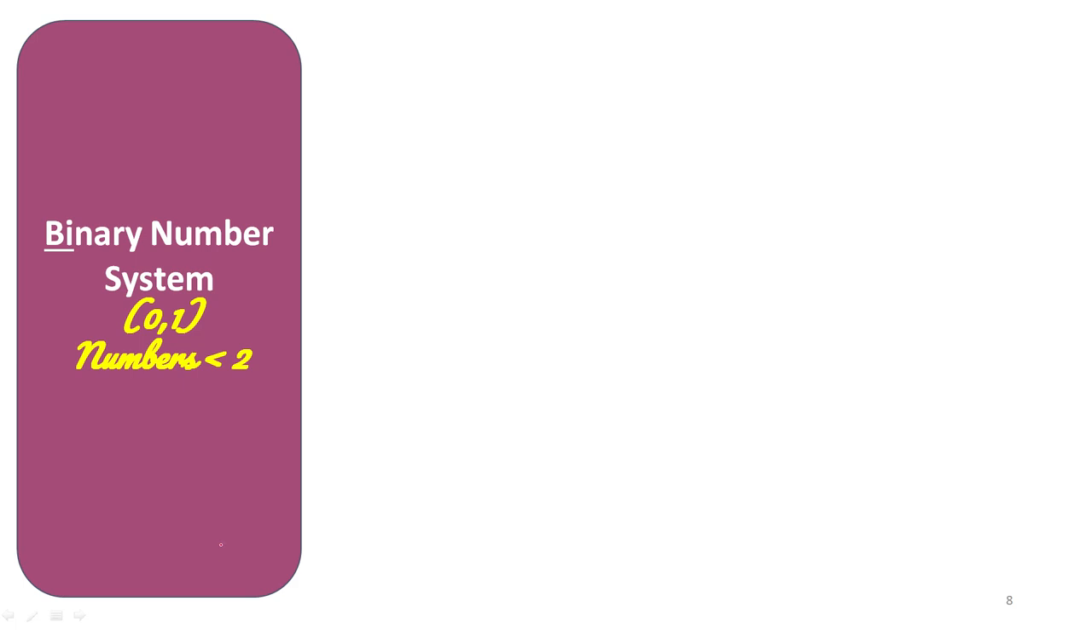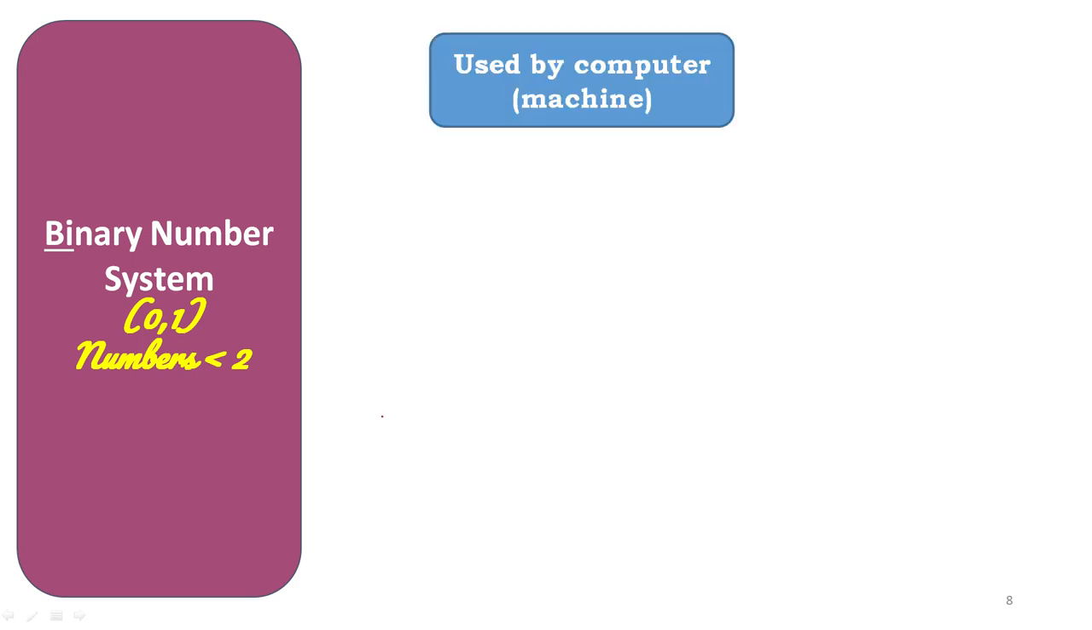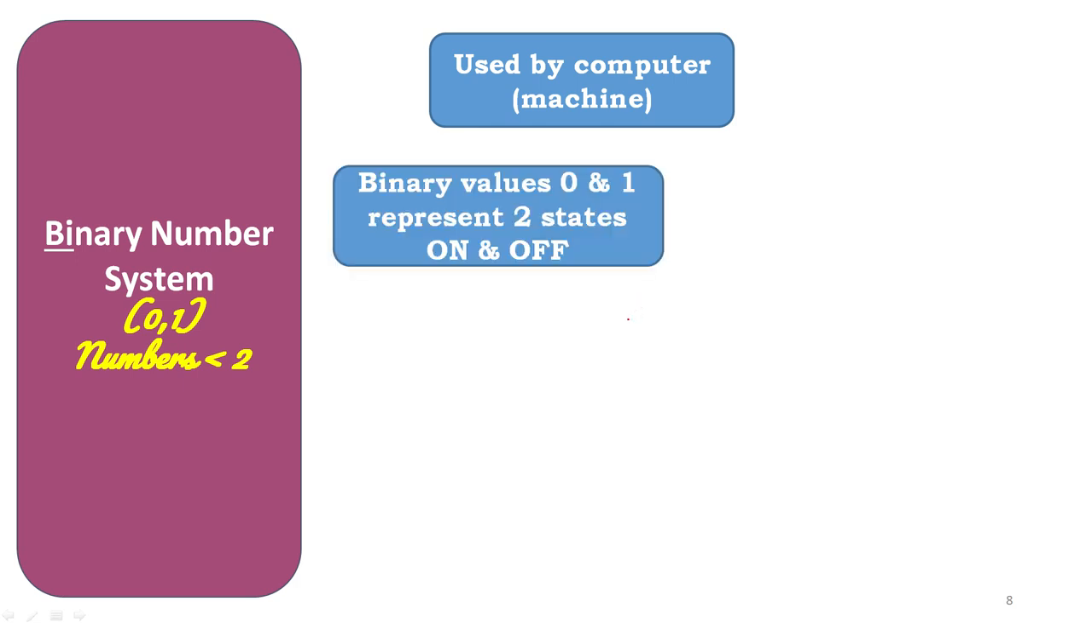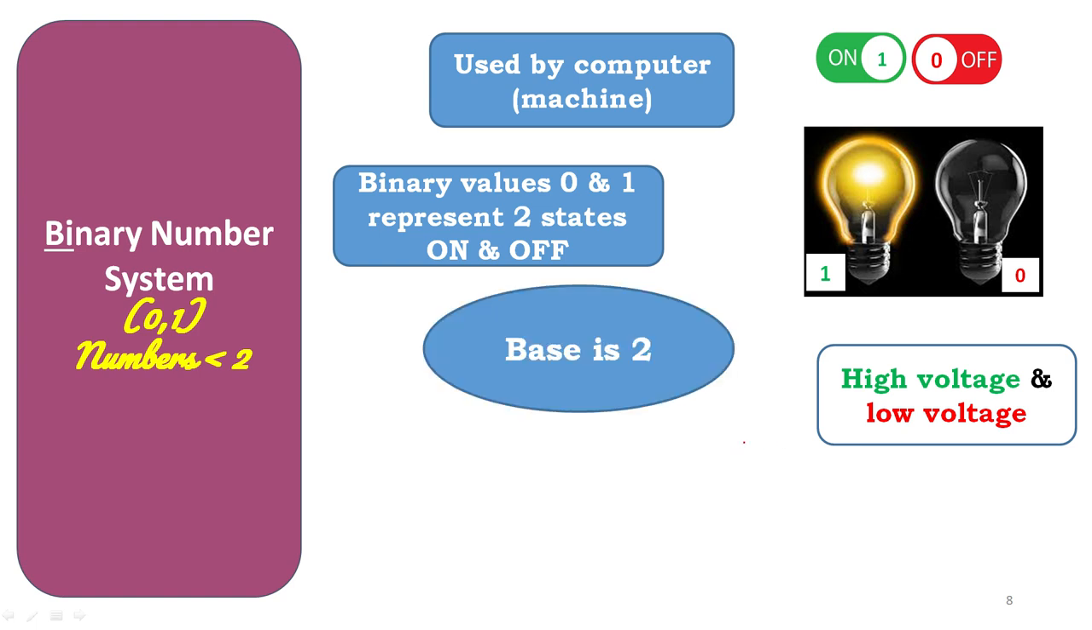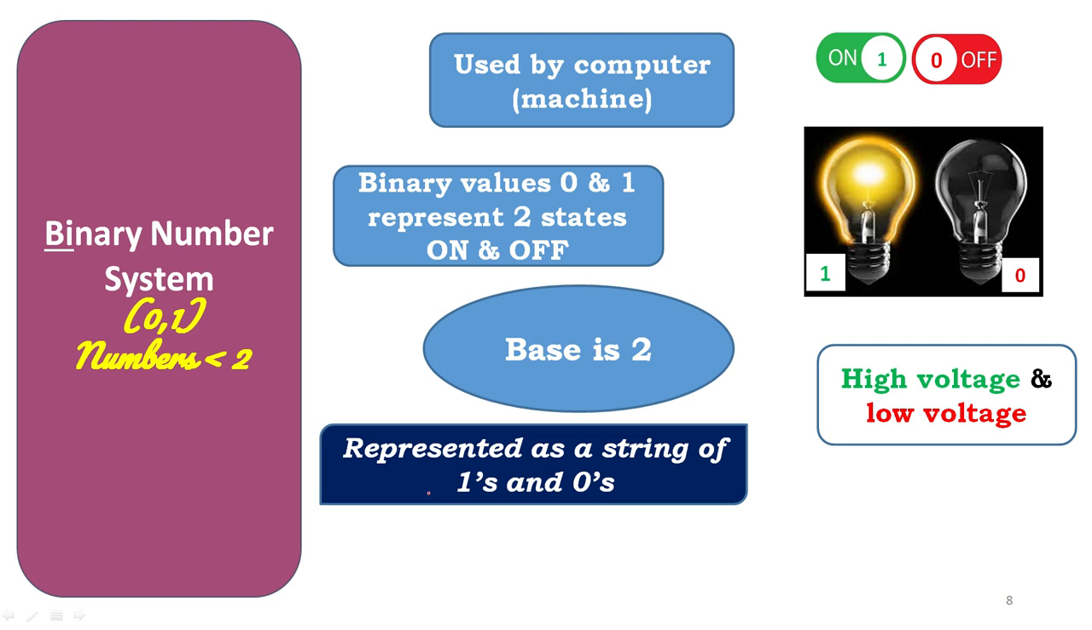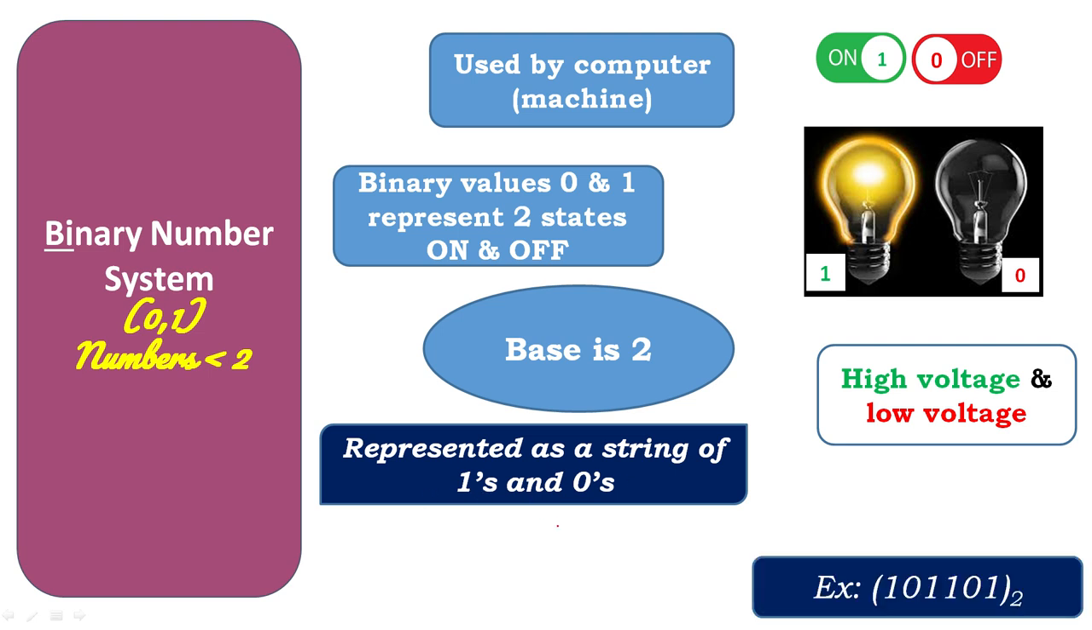The next number system that we have in our store is the binary number system, which is the most important number system in digital electronics, because this is the number system that is used by all digital systems. And the binary number system will use only two values, which are 0 and 1, and these two values represent two states which could be on and off, or light on and off, high voltage or low voltage. And the base of the binary number system is 2, and a binary number can be represented as a string of these ones and zeros.